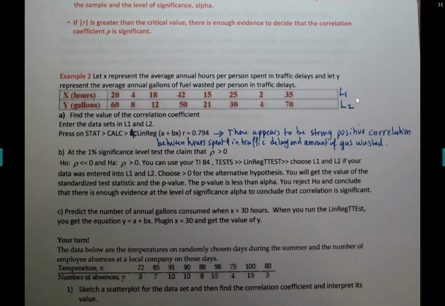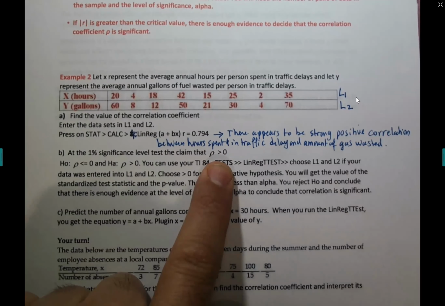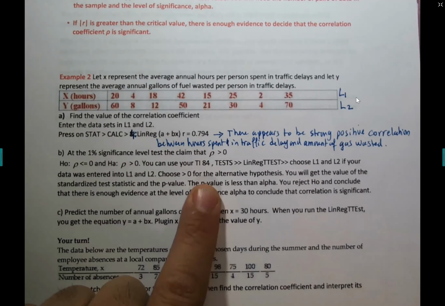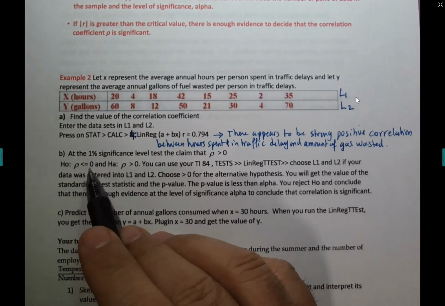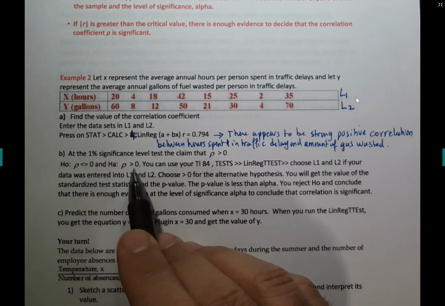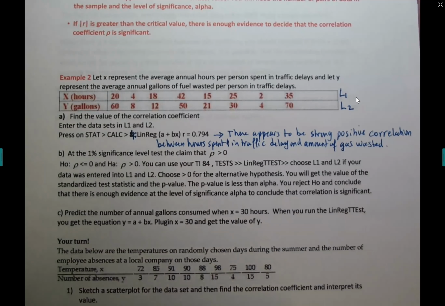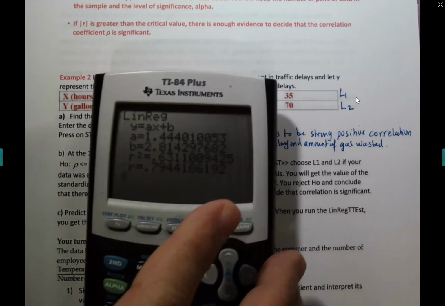Part B, at the 1% significance level, test the claim that rho is greater than 0. I already told you what the alternative hypothesis is. So your H0 is rho less than or equal to 0 and HA is rho greater than 0. So we're going to run the test, the linear regression t-test. Okay, let's run the test.